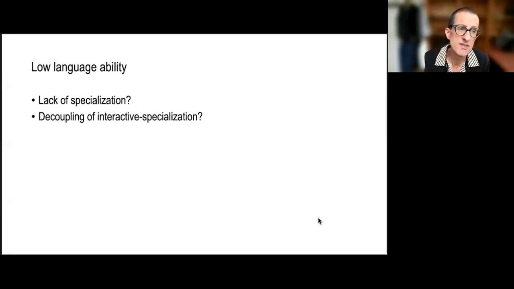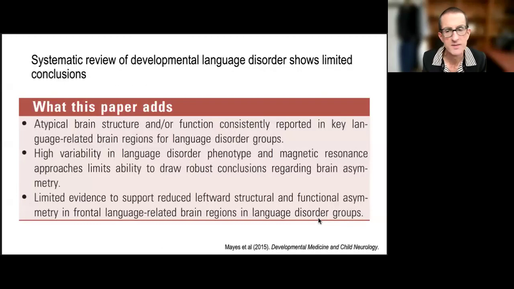So most of our work looking at individual differences in language ability has been using the whole sample as a continuous distribution. We haven't yet looked at the decoupling of interactive specialization in these low language groups, so we're certainly interested in doing that.